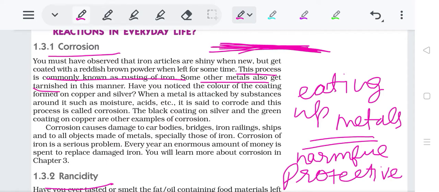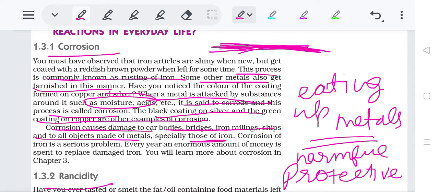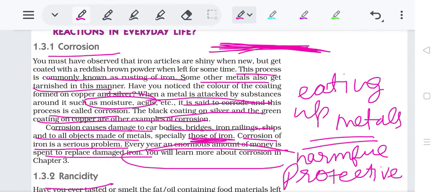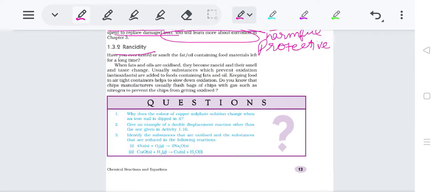Some of the other metals get tarnished in this manner. When a metal is attacked by a substance around it, such as moisture or acid, it is said to corrode, and this process is called corrosion. The black coating on silver and green coating on copper are examples of corrosion. Corrosion causes damage to car bodies, bridges, iron, and others, especially those of iron. Corrosion of iron is a serious problem. Every year, an enormous amount of money is spent on replacing damaged iron. You will learn about corrosion in chapter 3.